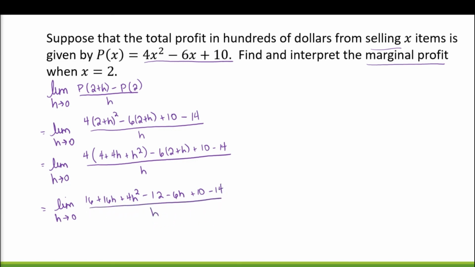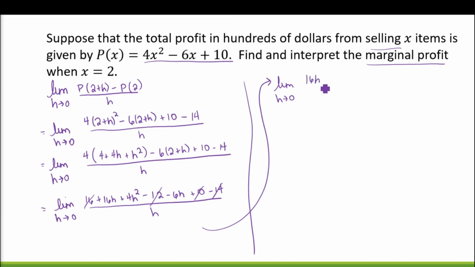all over H. And I'm going to move to the other side of the screen to have a little more room. This can simplify to the limit as H approaches 0. So we've got 16 minus 12 plus 10 minus 14. So 16 minus 12 gives us 4, plus 10 gives us 14, minus 14 is 0. So we have the limit as H approaches 0 of 16H plus 4H squared minus 6H over H.